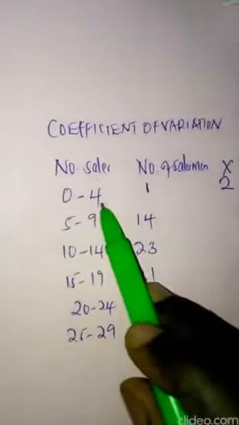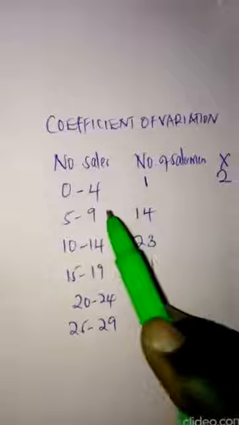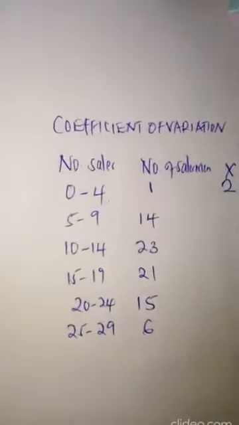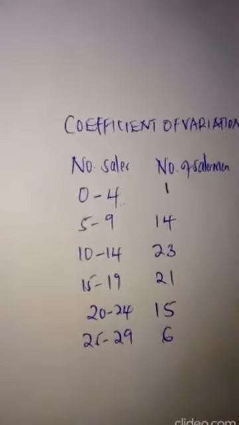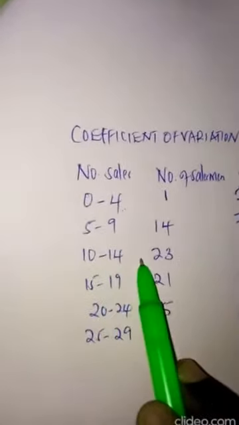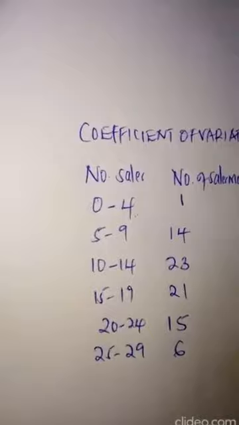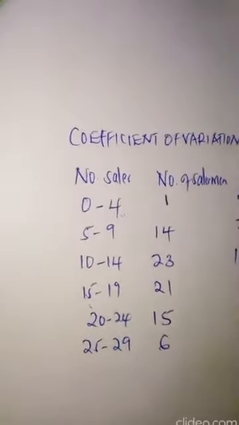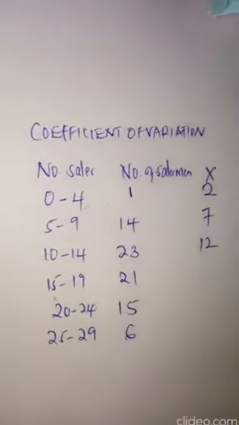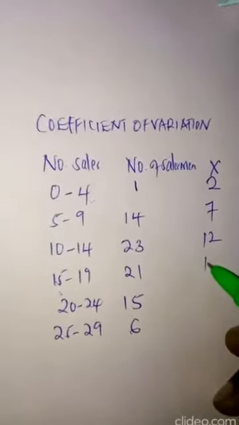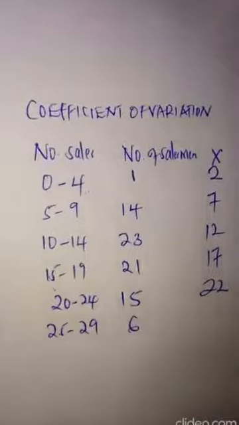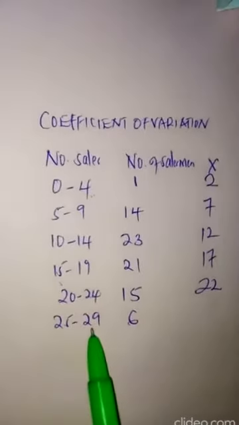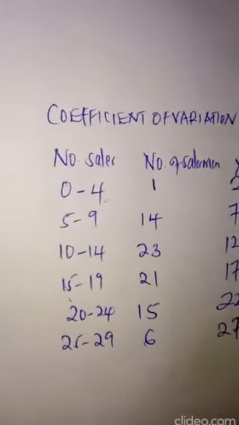That is 0 plus 4 divided by 2, you get 2. 5 plus 9 you get 14, so the midpoint will be 7. And then you have 10 to 14, the midpoint will be 12. Then 15 to 19, the midpoint will be 17. Then for this one it will be 22, the midpoint. Then the next class, the midpoint will be 27.